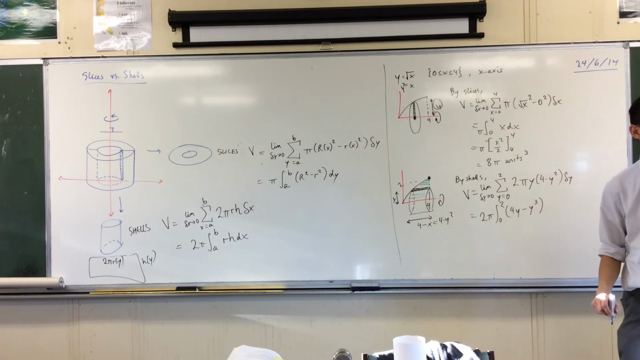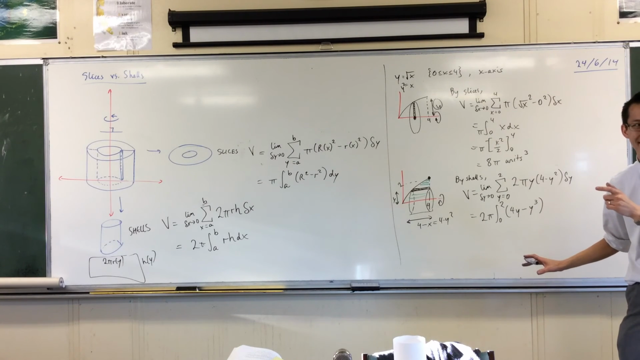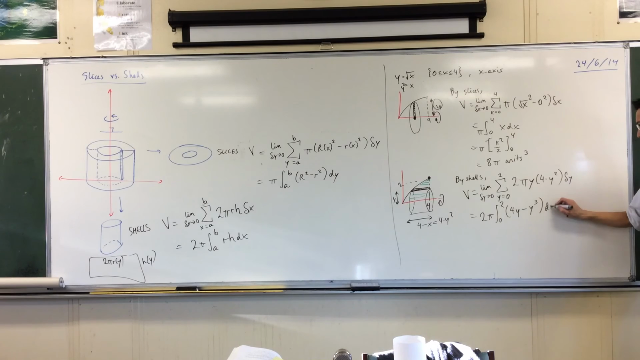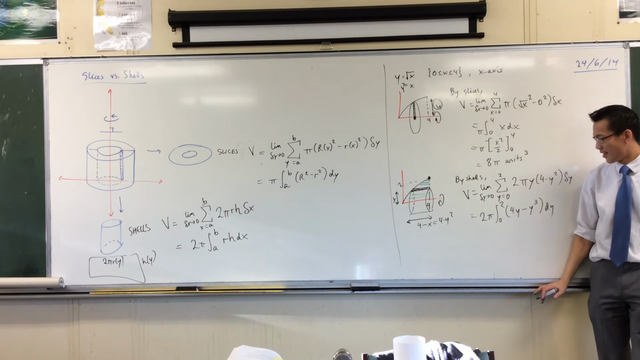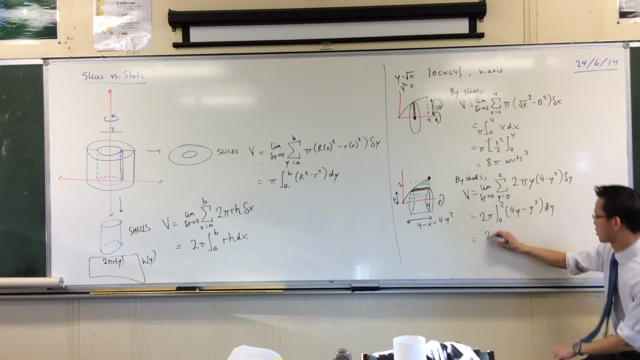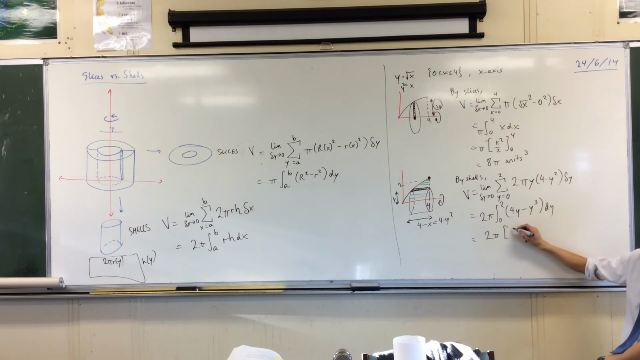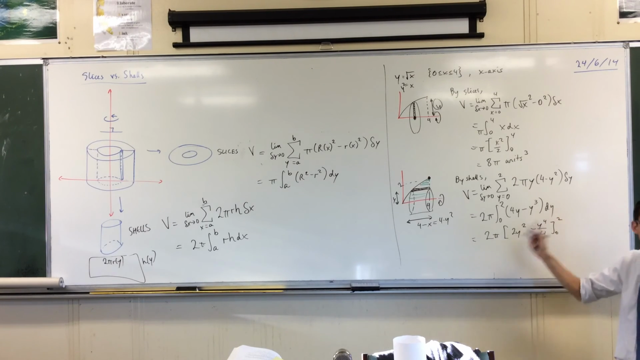People are looking at me funny. Have I done something wrong? Okay? Okay, I think I'm okay. With respect to y. Okay? Now I can integrate. 2 pi is still out the front. This will become 2y squared. This will become y to the 4 on 4 from 0 to 2.